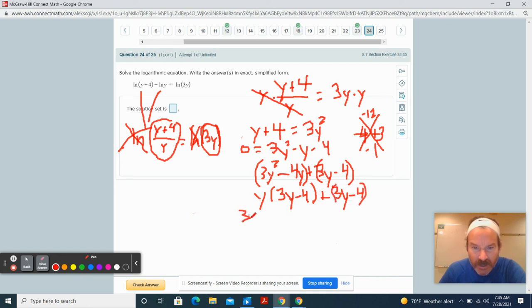It's 3y minus 4 times y plus 1. Remember, this is equal to 0. So our two answers are 4/3. That's what makes this 0. And negative 1.